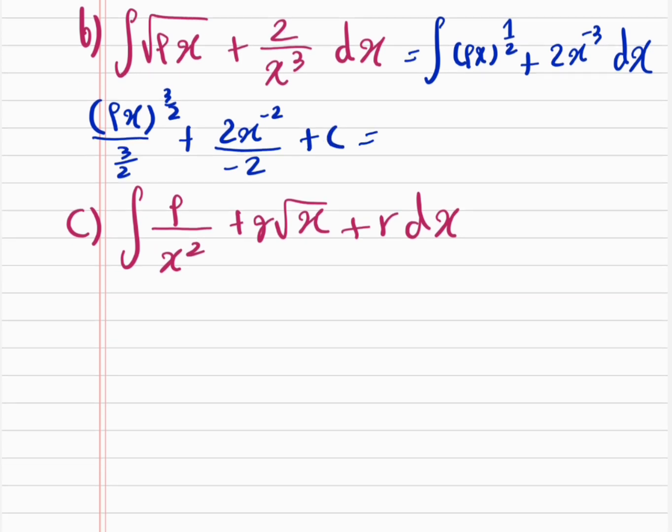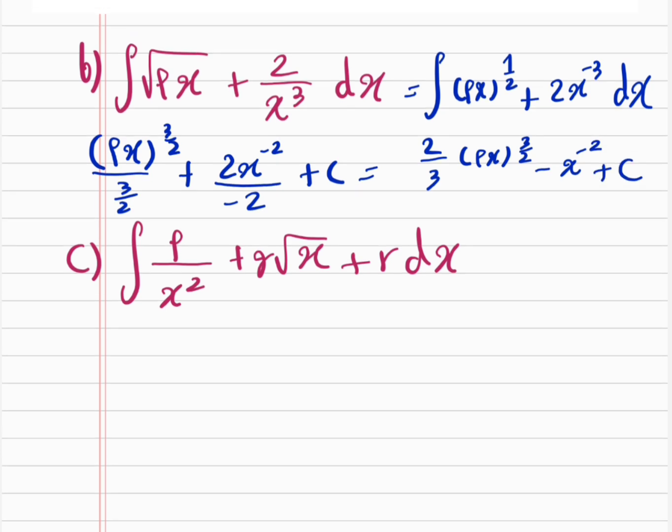And now we can just simplify this. So we'll have 2 over 3 px to the power of 3 over 2 minus x to the power of minus 2 plus c. And this is the answer to this integration.